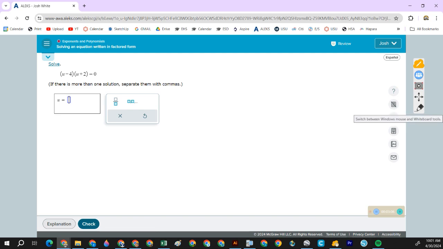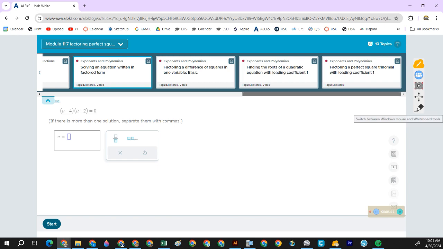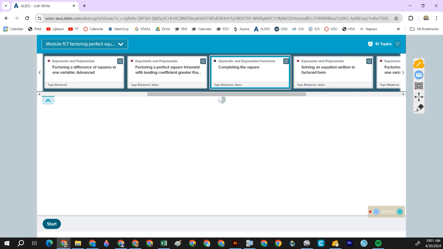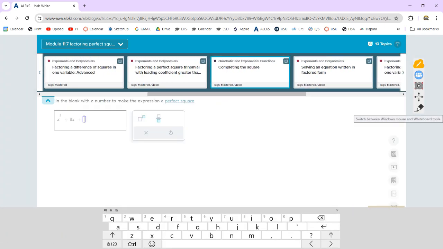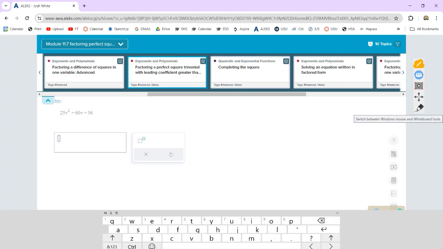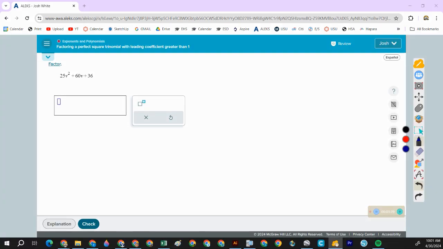So what are the roots there? 4 and negative 2. Oh, I got to get rid of this one. That one shouldn't be there. All right.